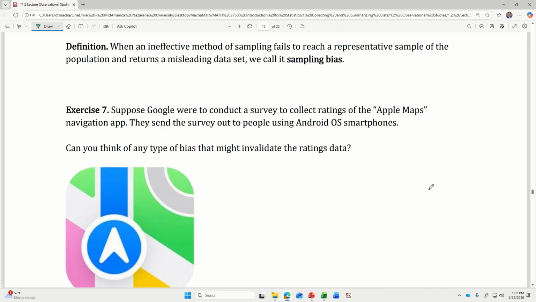So what direction is this bias going to be in? Yeah. If you've got a bunch of Android users, they're probably using an Android device because they don't like Apple devices. So they're probably not going to be friendly to Apple software. A better way of doing this would be to make sure you're sending the survey out to people who are users of Apple devices and Android devices, right? To get a broader, more fair view of the population.